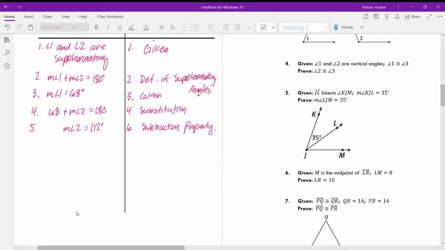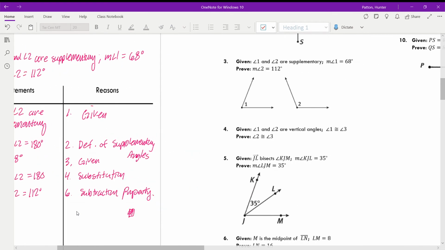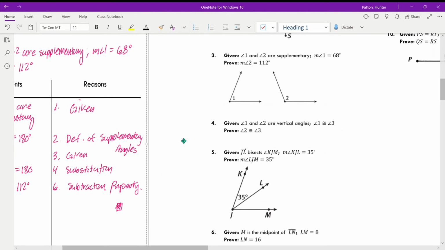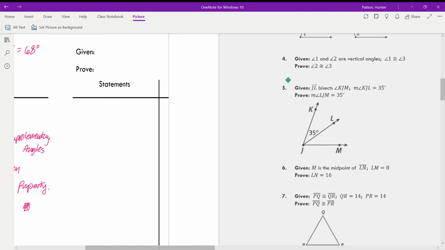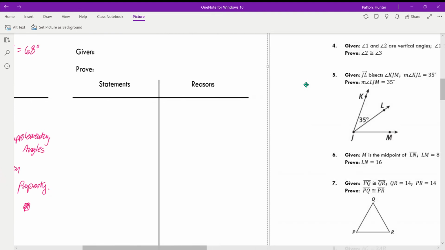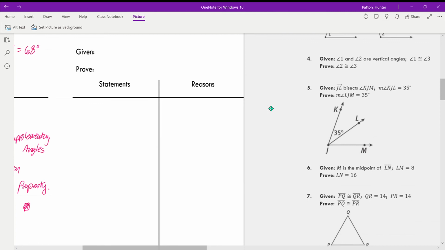And with that, we're done. Okay, that's number 3. Let's do number 4 now. Okay, I'm not giving a picture for number 4, but let's just try to go with what we know. If we need one, we can draw out a picture for number 4.